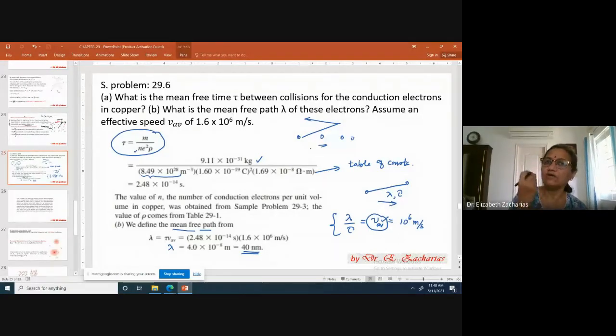And similarly, what is the velocity of the thermal motion? It's of the order of 10 to the power of 6 meters per second. Similarly, what is typically the value of the drift velocity? It is a few centimeters per hour. You should have a feel for all these numbers.